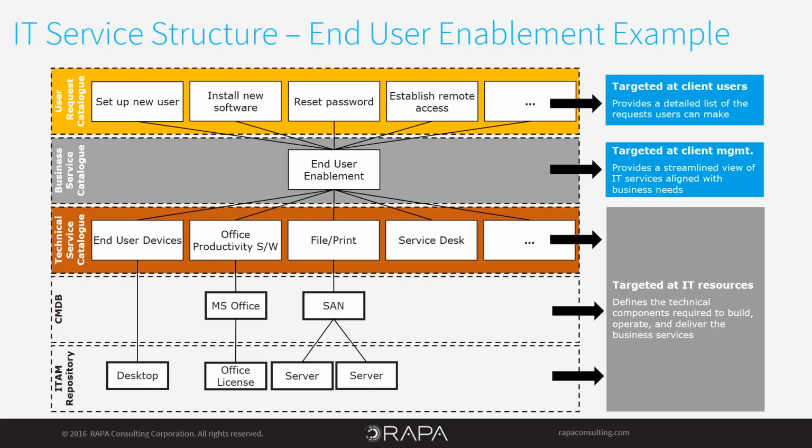Yeah, again, the same structure that we've talked about on the previous slide, this is just an example to say, in the user request catalog, or however that catalog's called, the end user catalog, you would have things that the user can make requests for, either by calling the service desk or even a self-service portal where they could go in and make these requests. These are broken down to specific types of requests. Can I set up a new user, install software, and so on, targeted at the user.